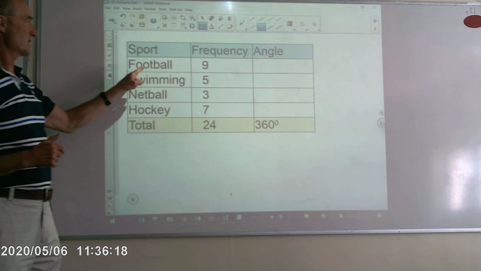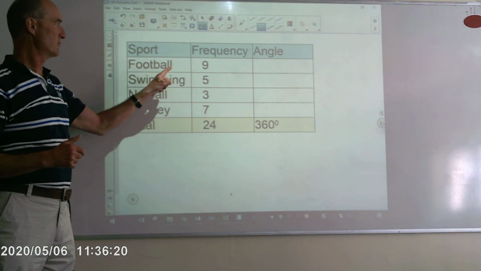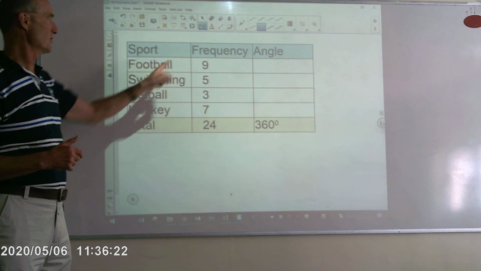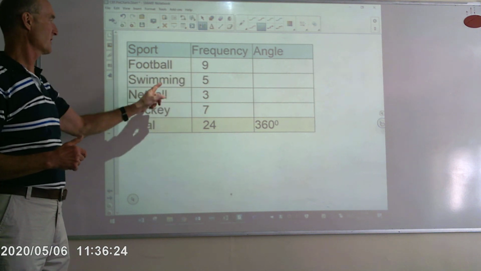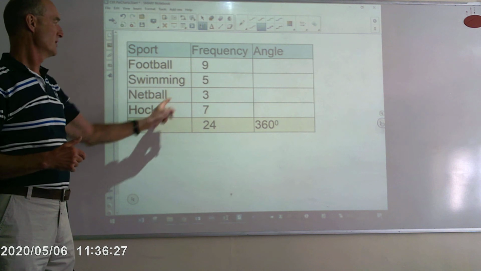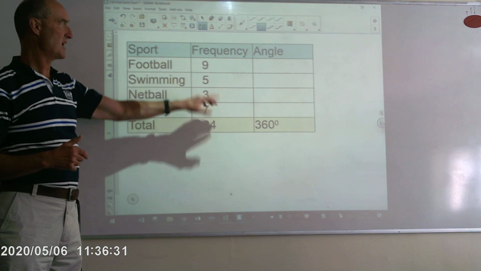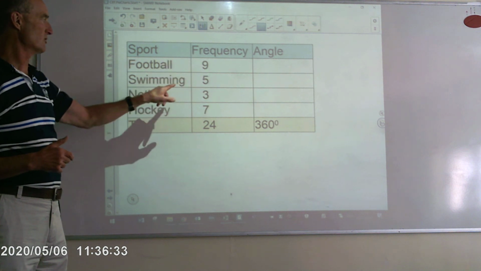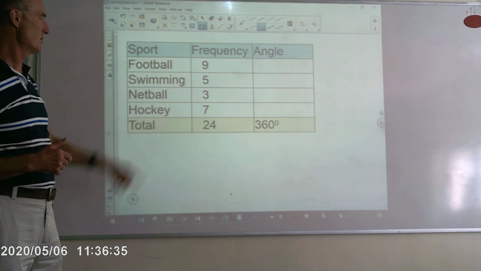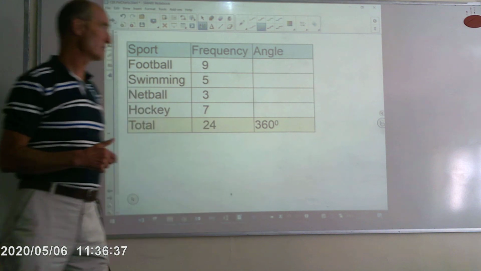So now we work out, if each pupil is represented by 15 degrees, we've got 9 preferring football, 5 swimming, 3 netball, 7 hockey, we can work out the angle that represents each of these groups for football, swimming, netball and hockey. And it should total up to 360 degrees.